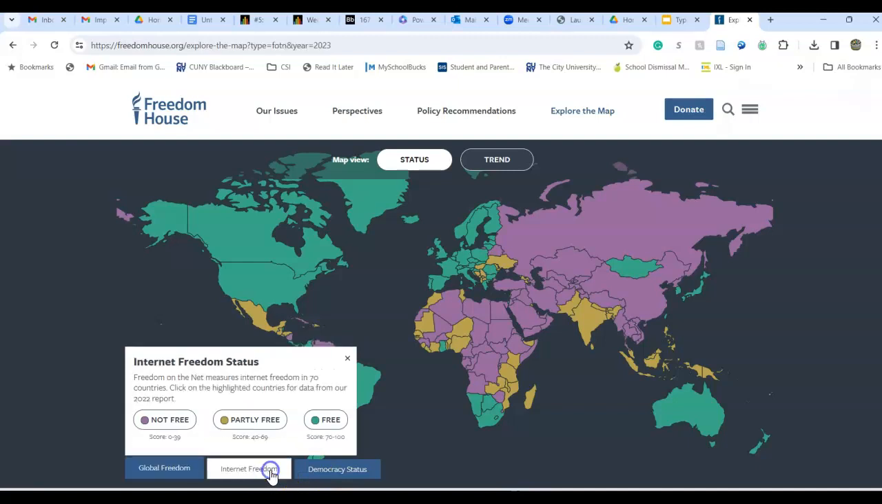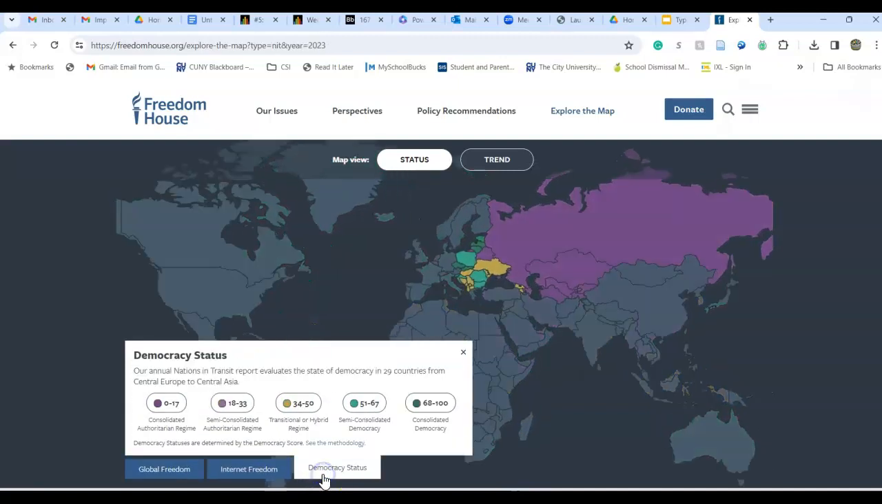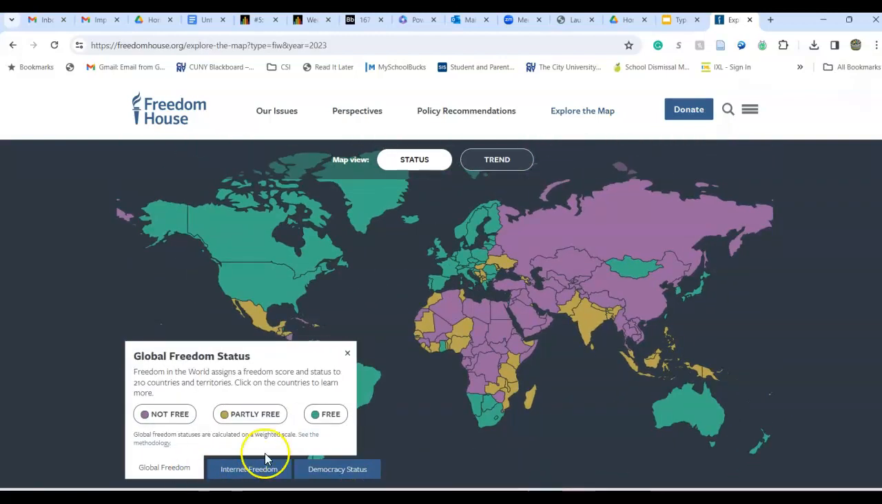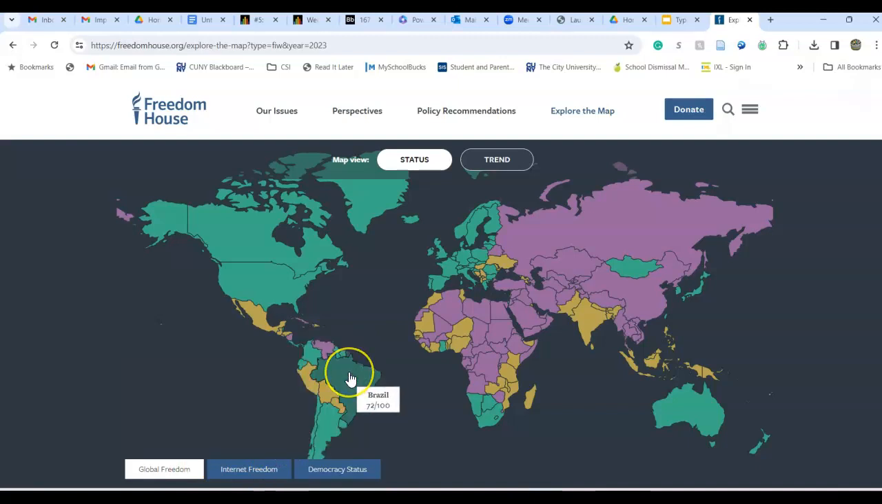And you can look at that. There's an internet status, there's a democracy status, which is more specific. But again, if we look at global freedom, all the green countries are clearly democracies. The yellow ones, some of them are illiberal democracies, some of them are on the cusp of one or the other, and some of them are just non-democracies. And then the purple ones are clearly non-democratic countries.